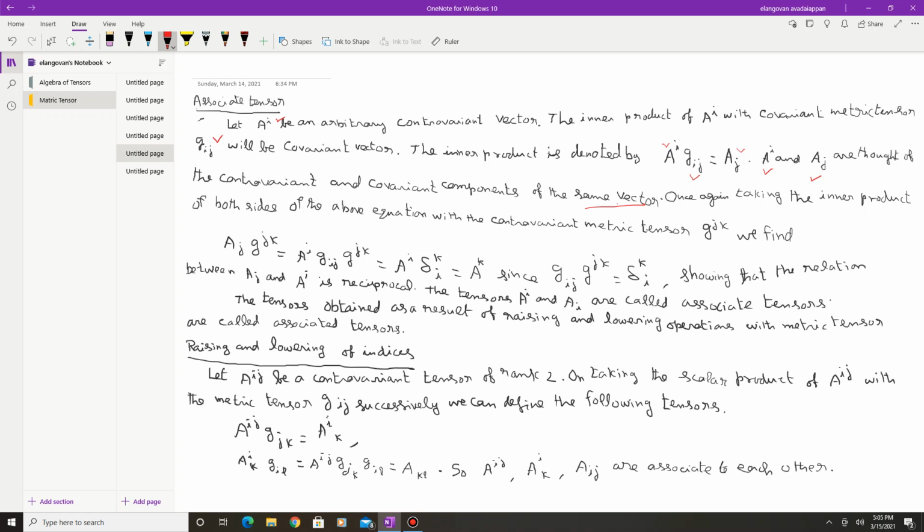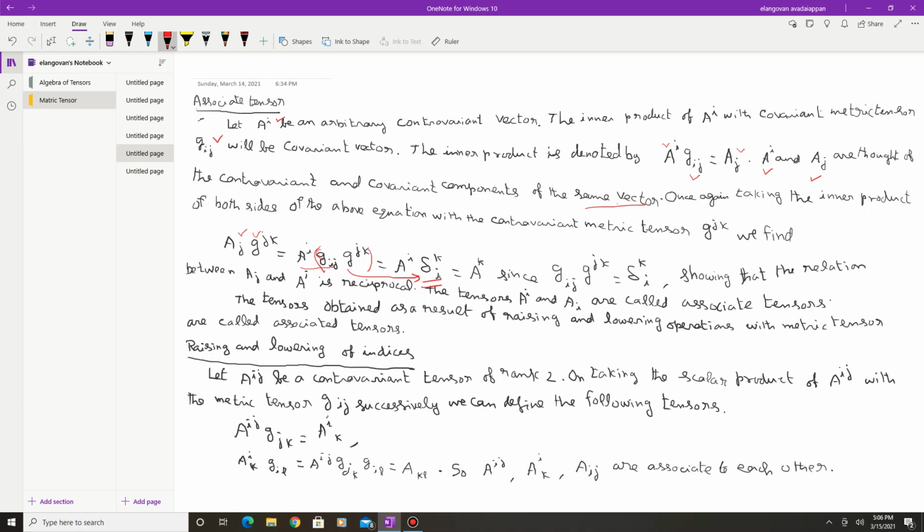So once again, taking the inner product of both sides of the above equation with the contravariant metric tensor g^jk, we find: if we take A_j and multiply with g^jk, and for this A_j we have already determined A_j = A^i g_ij. We substitute A^i g_ij for A_j, and this gives A^i g_ij g^jk. So you take the product, and this is delta^k_i.